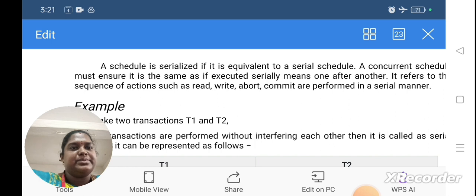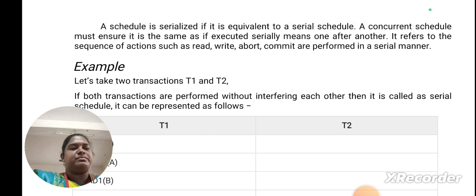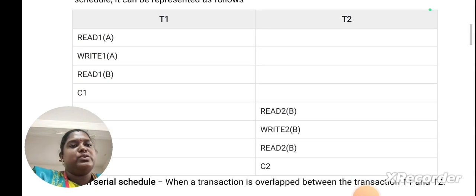A schedule is serializable if it is equivalent to a serial schedule. A concurrent schedule must ensure it is the same as if executed serially, meaning one after another. It refers to the sequence of actions such as read, write, abort, commit being performed in a serial manner. Take two transactions, T1 and T2. If both transactions are performed without interfering with each other, then it is called a serial schedule. It is represented as follows.